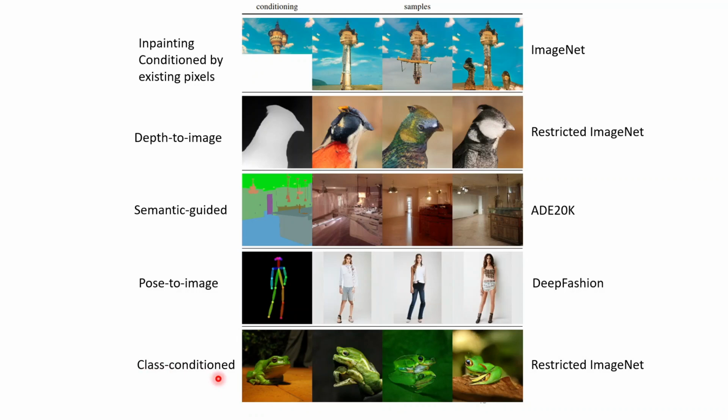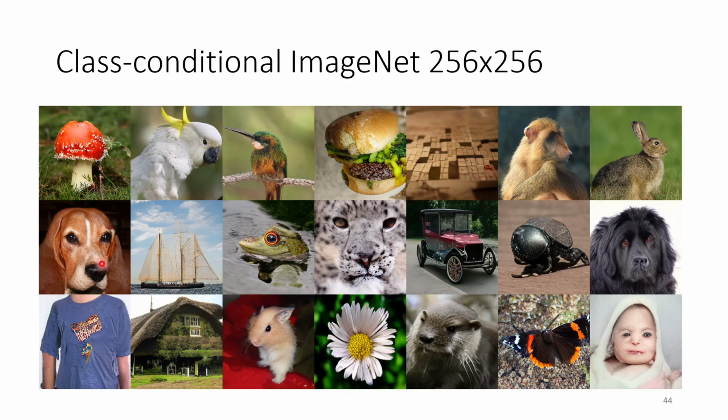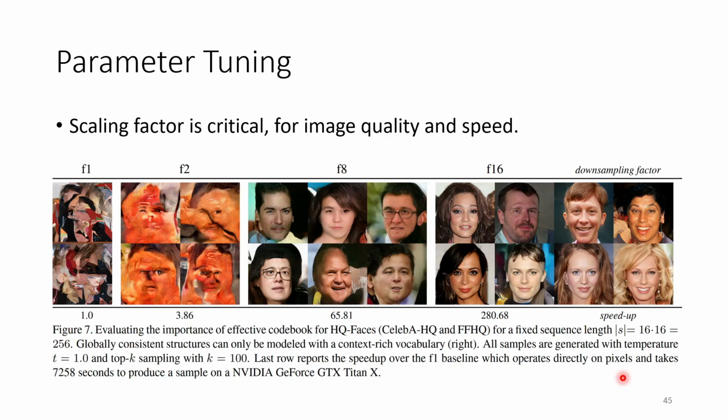Okay, let's see some examples here. This is the class conditional images in the ImageNet result. Some of them look good, but you can see the faces, because human eyes are very sensitive to faces, there are many artifacts here. Therefore, they need to optimize the parameters for this method.